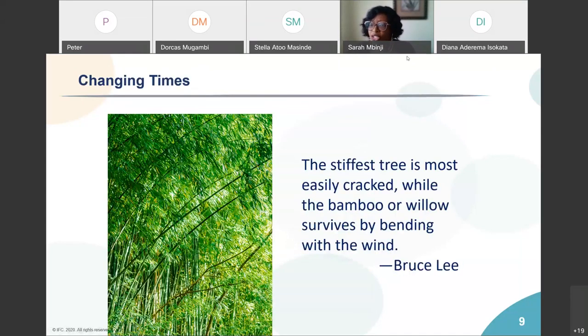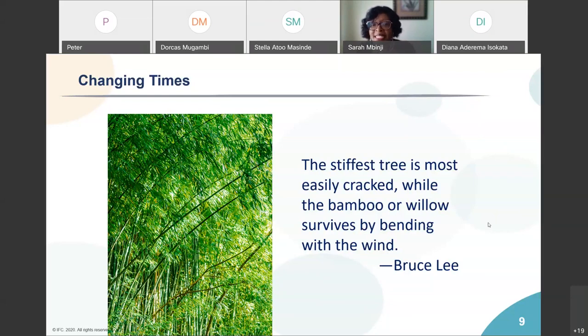I want to draw your attention to the words of Bruce Lee. Bruce Lee is a martial arts artist, and I'm sure you have heard about him, of course, depending on how old you are. And he gives us some insights or some wisdom about changing times. Because the environment is changing so much, because COVID has changed it and it continues to change, I think we can get some insights from this. He says that the stiffest tree is most easily cracked, while the bamboo or the willow does what? It survives by bending with the wind.